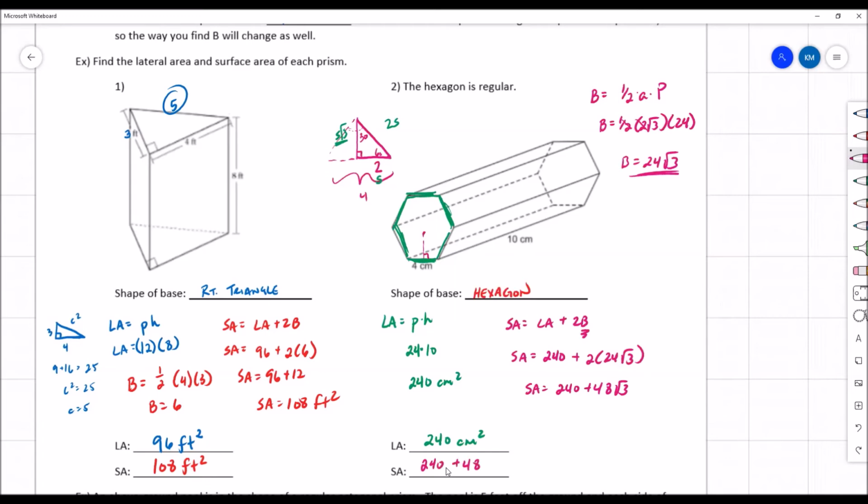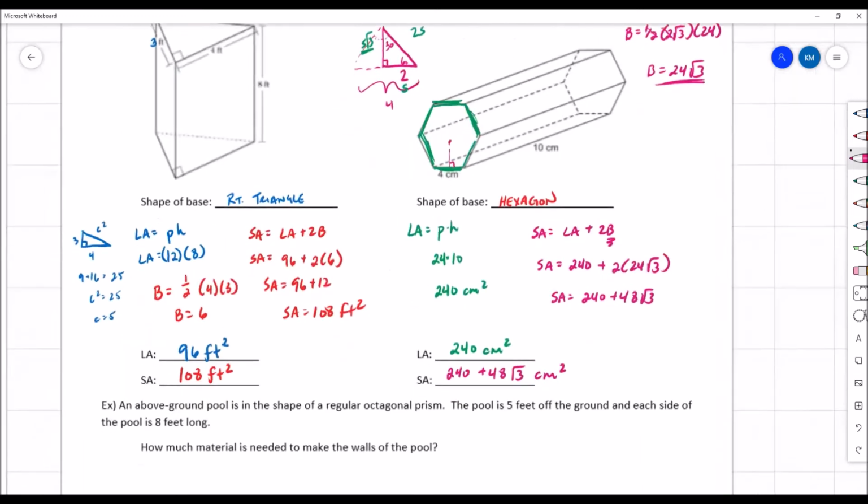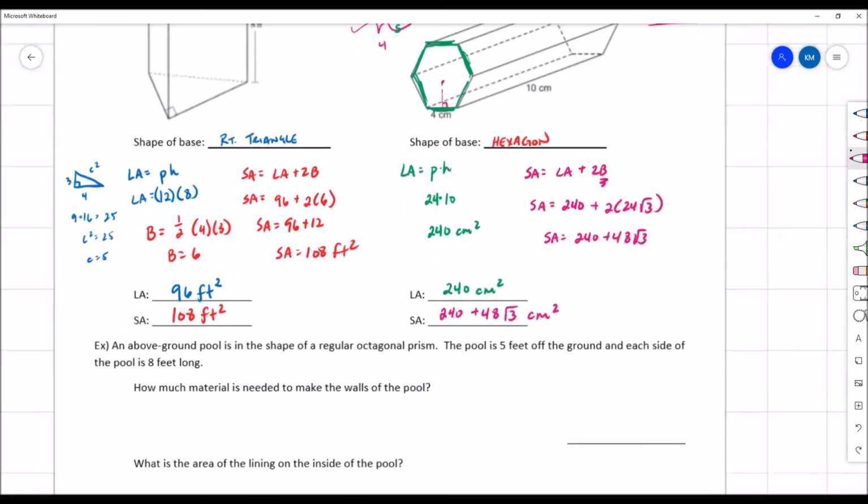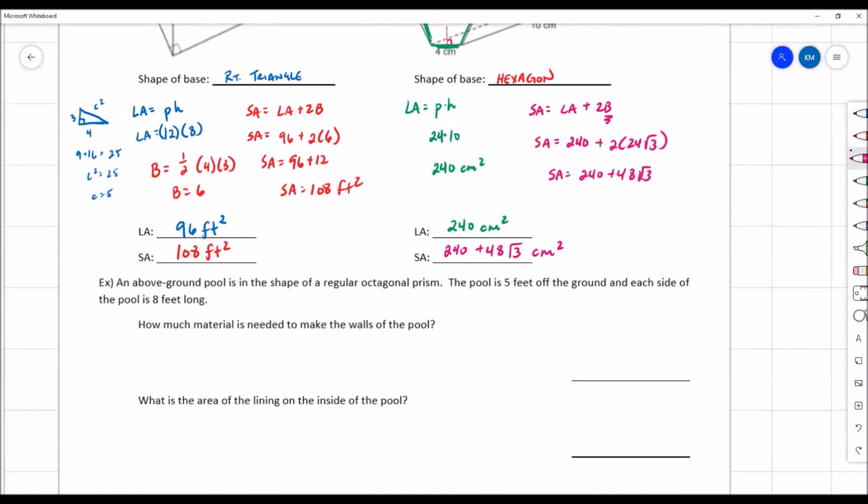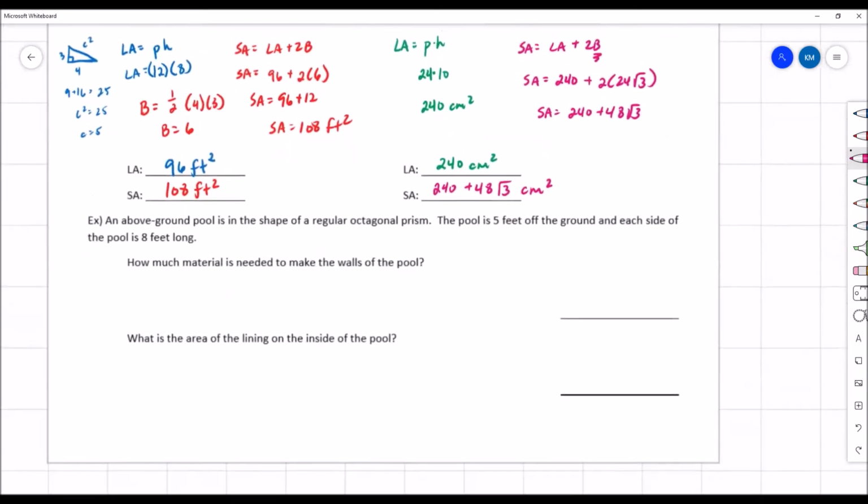And I'm going to write it like that because if they asked us to write it as a whole number, or sorry, to the nearest decimal, we'd be able to do that. But if they asked us for the exact answer, we have that as well. Okay. All right.